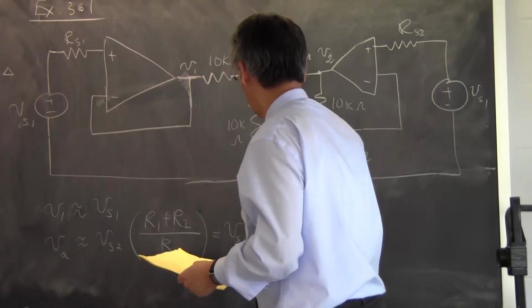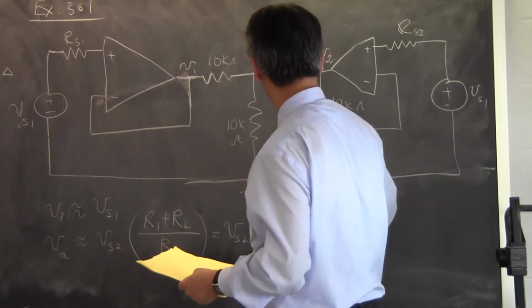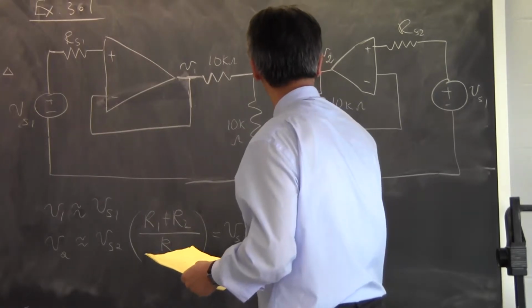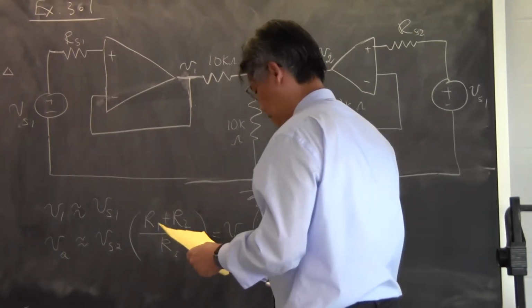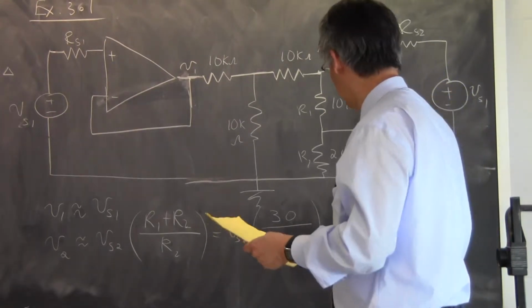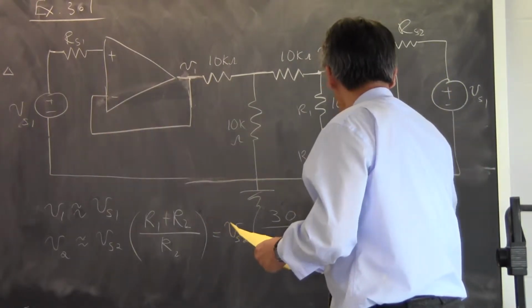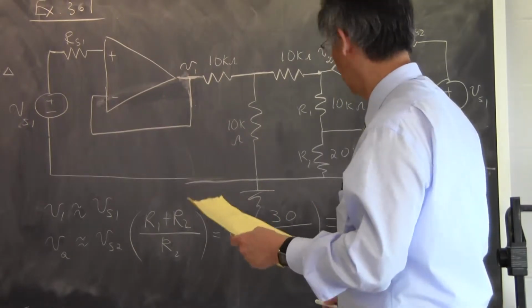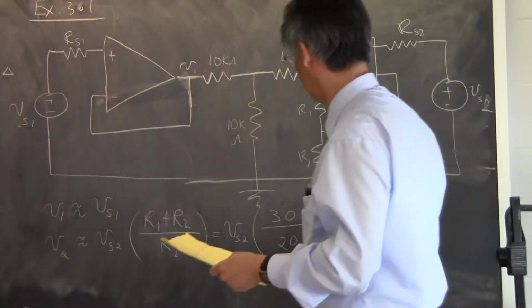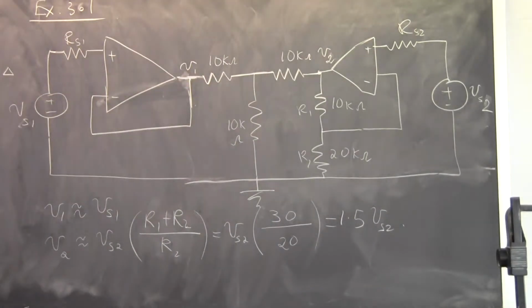times, this is R2 is 20, 30 over 20. Okay, that is what we have. So the gain factor is 1.5 Vs2. Sorry, this should be Vs2. So the first thing we get is that Vs2 times 1.5 is V2.